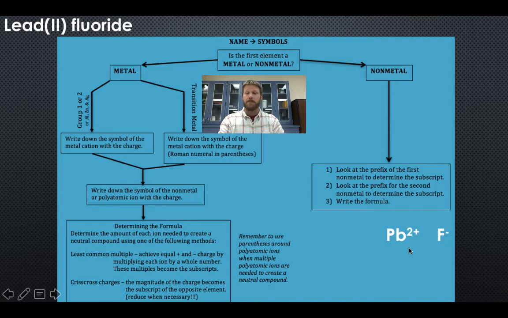Or you could do the least common multiple. So you have a +2 and a -1. The least common multiple is 2. How do I get a +2? Well, I multiply Pb2+ by 1. And to get a -2, I multiply F- by 2. So those become the subscripts. My formula is PbF2. Or you could crisscross the magnitudes of the charges. The 2 on lead becomes the subscript for fluorine. The 1 on fluorine becomes the subscript for lead. And you get PbF2 without having to reduce this time.